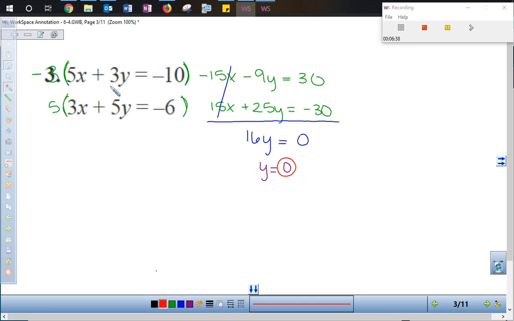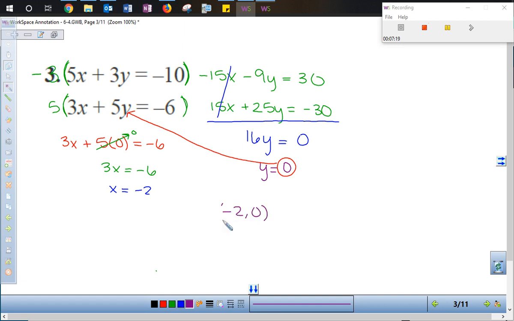Now, I want to take this 0 and I want to substitute it back into one of my two original equations. Doesn't matter which one, whichever one you feel is easiest. I'm just going to substitute it down here into the bottom equation. That means my new equation is going to read 3x plus 5 times 0 equals negative 6. Well, 5 times 0 is 0, which is not going to help me in any way at all. So I'm just going to say that it goes to 0 and it completely goes away, which leaves me with 3x equals negative 6. Then I can divide each side by 3, and x is going to equal negative 2. So my result here is negative 2, 0.